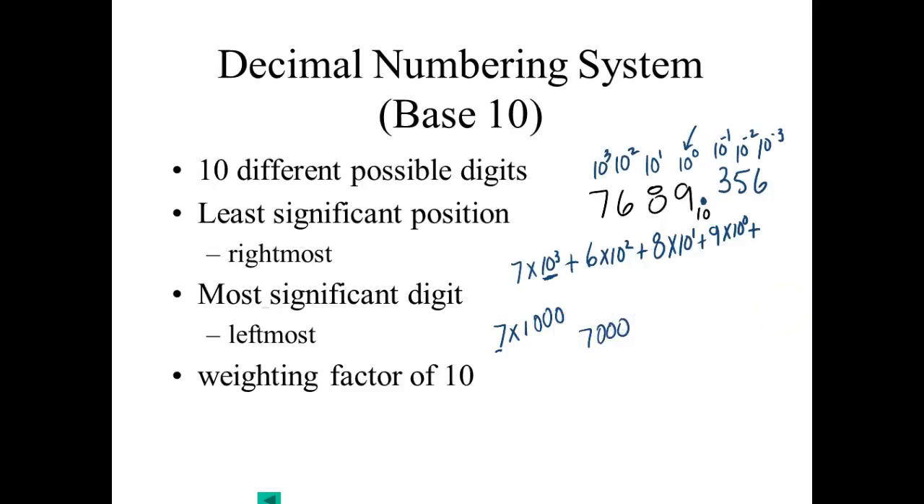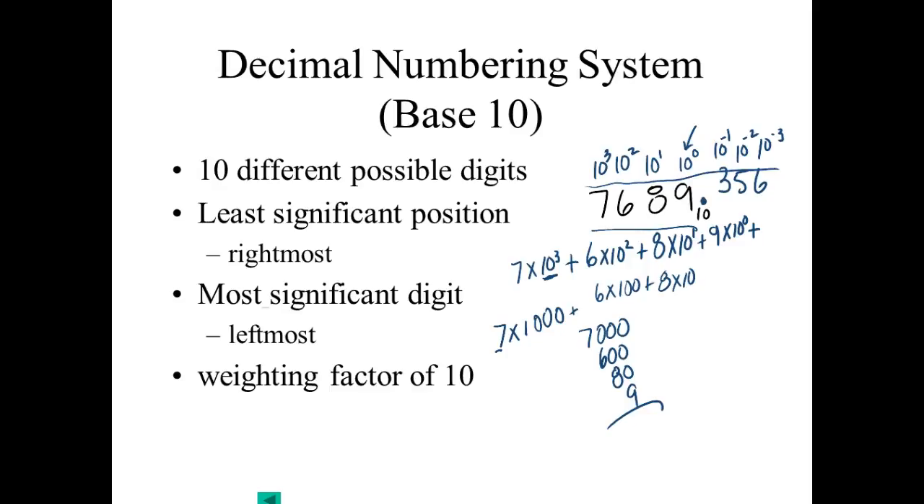And then I can multiply this out, and this would tell me that the 7 actually holds a weight of 7,000. And then I could say plus 6 times 100, right? So that would hold a weight of 600. And then this would be plus 8 times 10. Any number raised to the first power is itself. So that's going to be 80. And then 9. And then when I add all these together, I should get that weight right there.